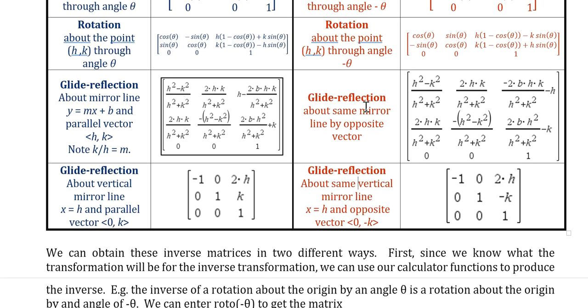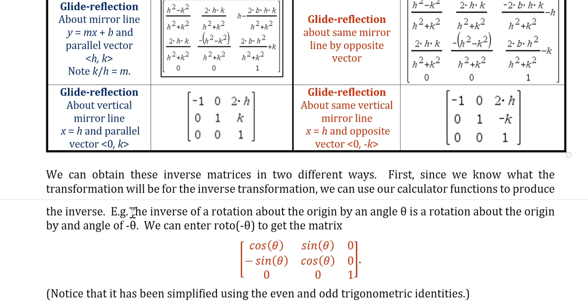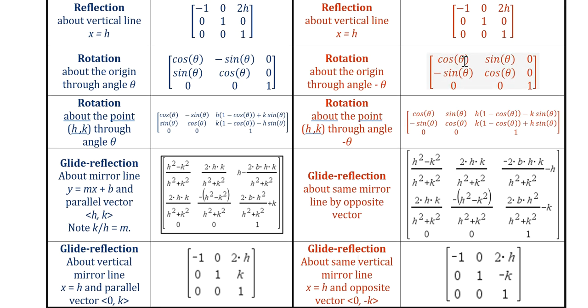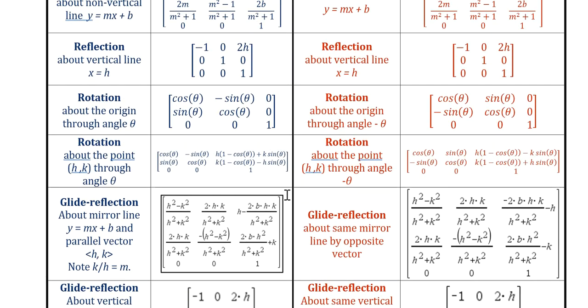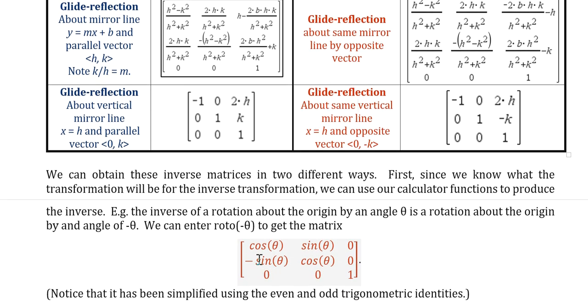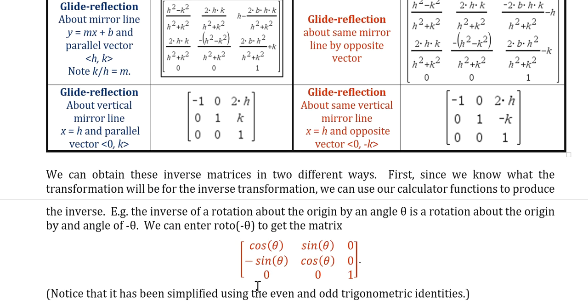Just by taking this matrix and doing these substitutions like I just did, or we can use the calculator to do the same thing. So for example, to find this matrix for the rotation here, we know that ROTO theta is a rotation about the origin of angle theta, which would give you this matrix. But if you do ROTO minus theta, that simplifies to this matrix, which is what I have right there, and the calculator will do it for us. Again, notice it's been simplified using the even and odd trigonometric identities.